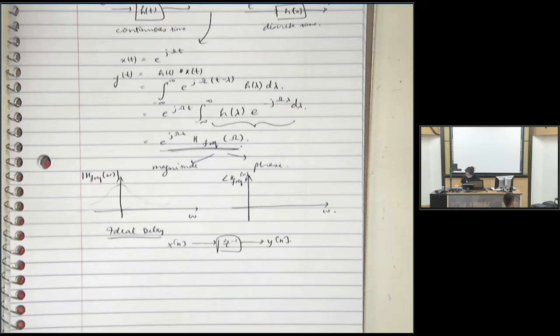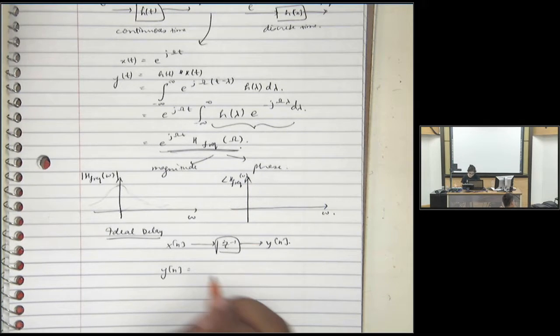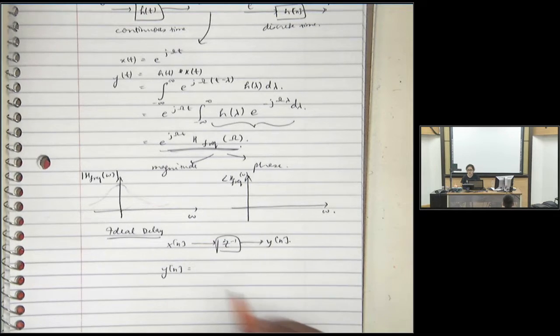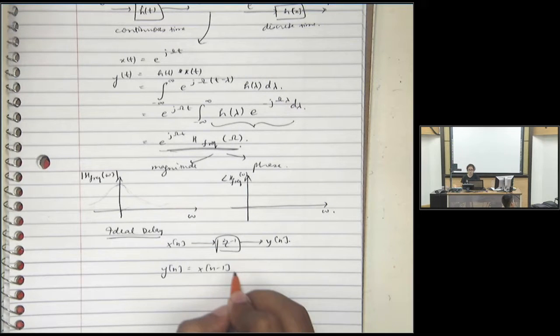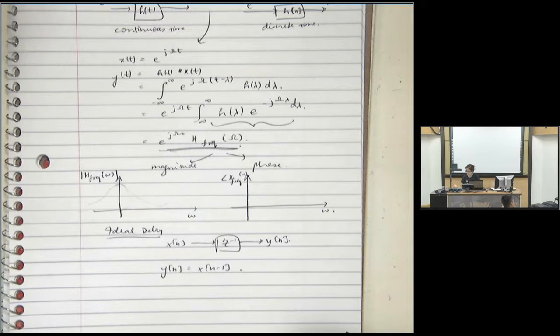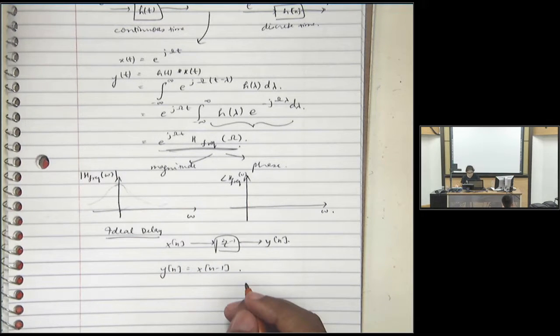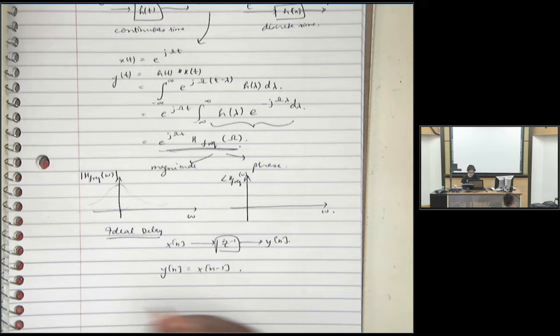Okay. So what is y of n in terms of x of n? What is the output? No, I'm still in the discrete time domain. I've not gone to z domain yet. Just x of n minus 1. That's your output. That's what the system is doing. It's delaying your input by 1 unit. Okay? Now I will go to the z domain or the frequency domain.